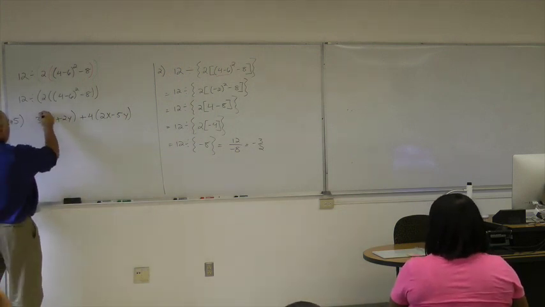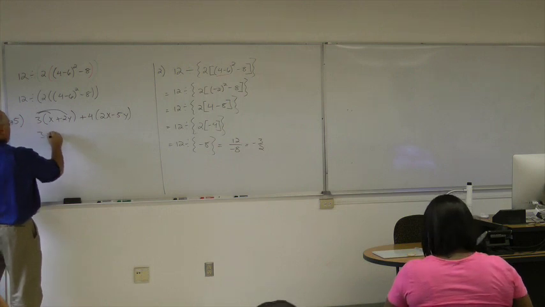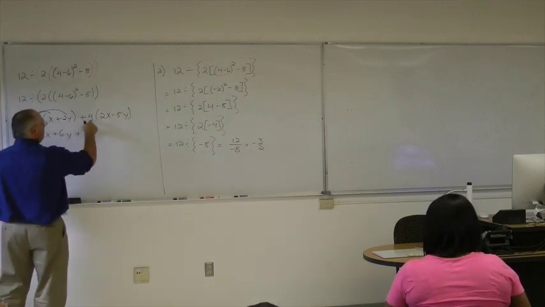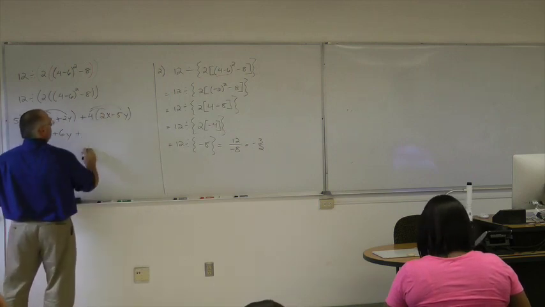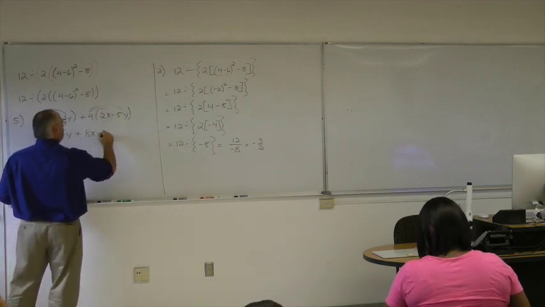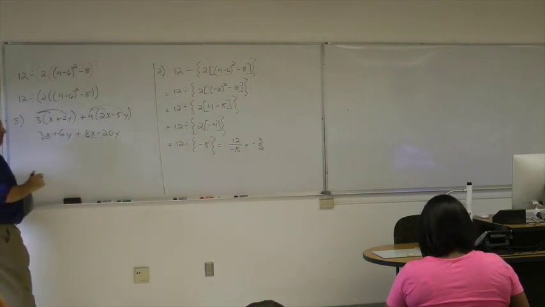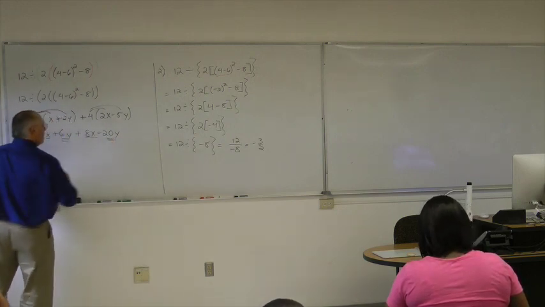So distribute to 3. That's 3x plus 6y. Make sure you multiply properly. Plus distribute to 4, and we get 8x minus 20y. And we have x's we can combine, and we have y's that we can combine as well.